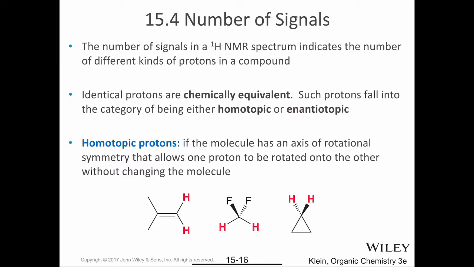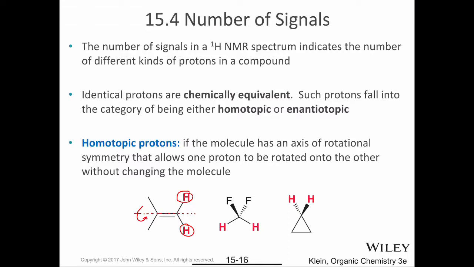We define homotopic protons as such that if a molecule has an axis of rotational symmetry that allows one proton to be rotated onto the other without changing the molecule, the protons are said to be homotopic. So if I take a look at this molecule here, you can see that there's an axis that runs down the molecule that if I was to rotate that 180 degrees, I would end up swapping these two protons. So one proton can be rotated onto the other without changing the molecule. Therefore, these two protons are homotopic.